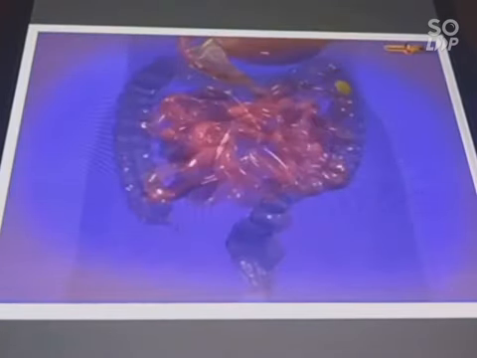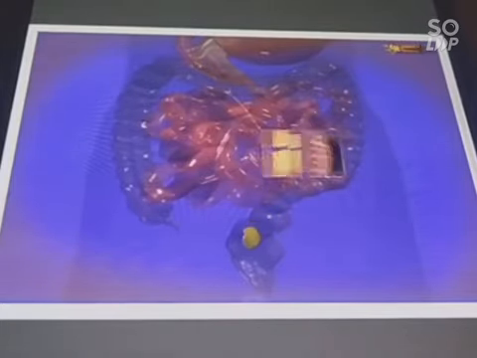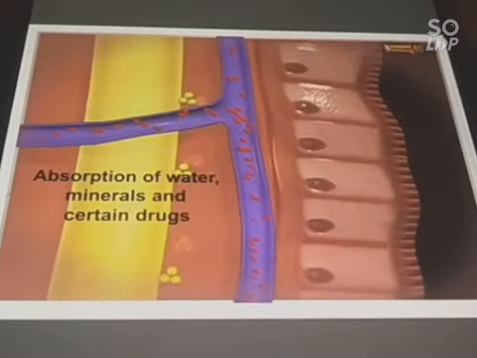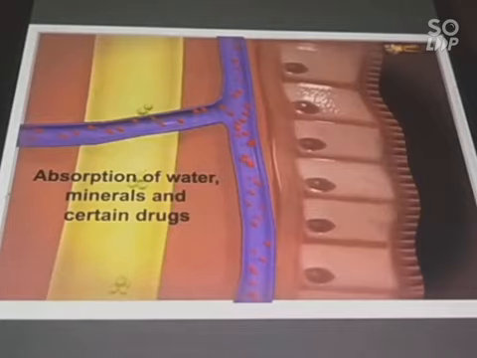Relaxation of this muscle allows the anus to open in order to pass out the bowel. In the large intestine, absorption of some water, minerals, and certain drugs takes place. It also secretes mucus, which helps in adhering the waste particles together and lubricating it for an easy passage. The absorbed substances finally reach the tissues. This process is called assimilation.